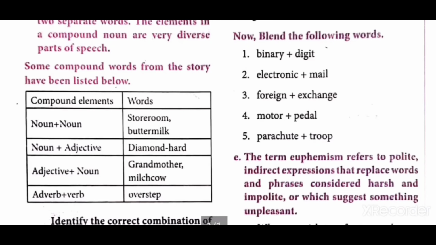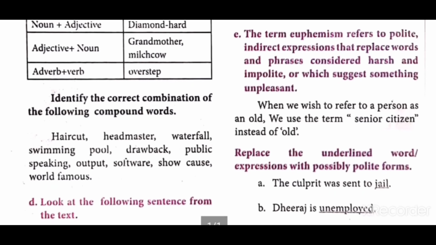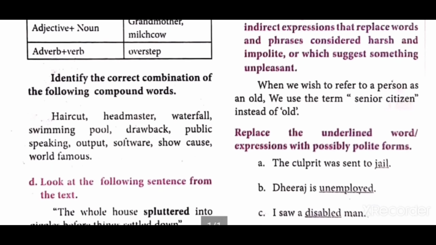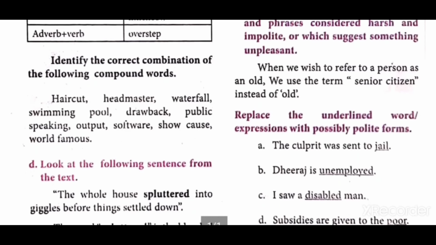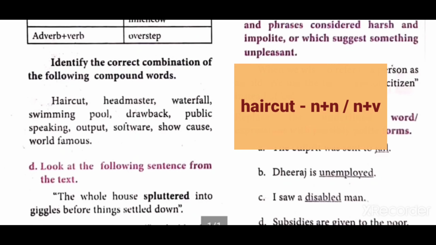Now let's go further. Identify the combination of the following compound words. They have given some compound words and we have to find the combination. First one is haircut. The combination is noun plus noun or noun plus verb. The second one is headmaster. Its combination is noun plus noun.